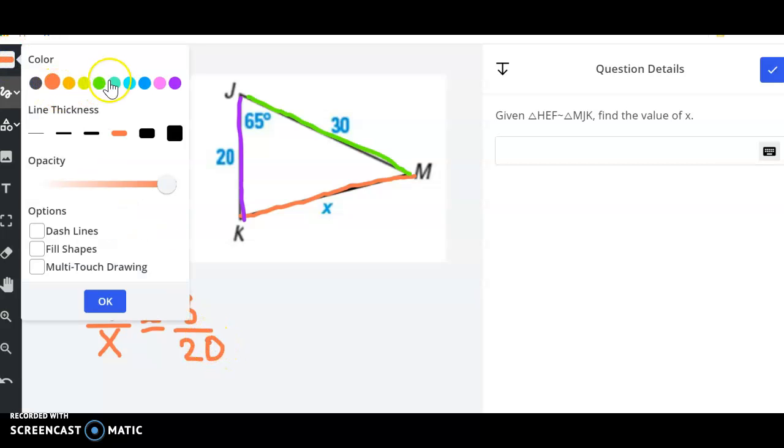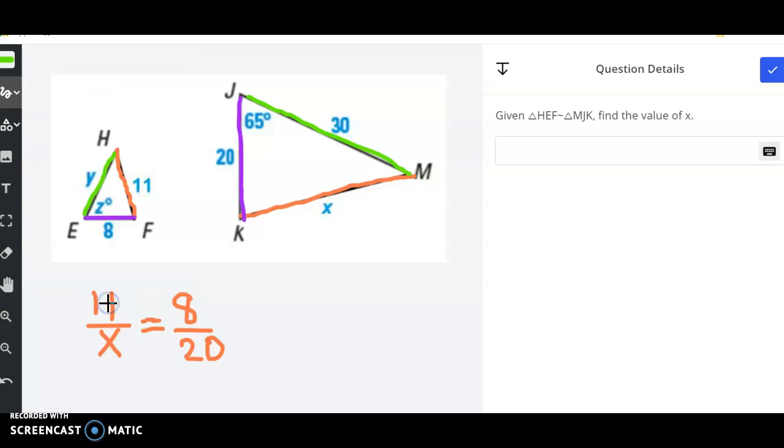I'll switch over to find Y here. Y is in green on the small triangle, so we'll put Y with 30. So Y goes with 30. And then because I set this up the same, so small triangle over big triangle, I can reuse this fraction of 8 over 20.